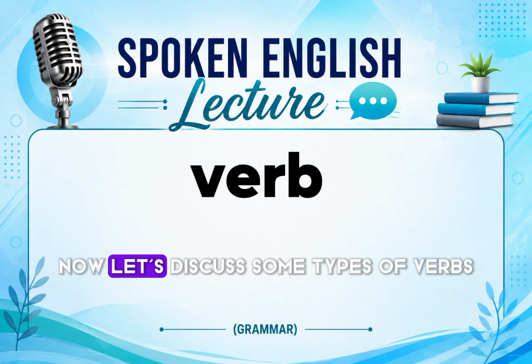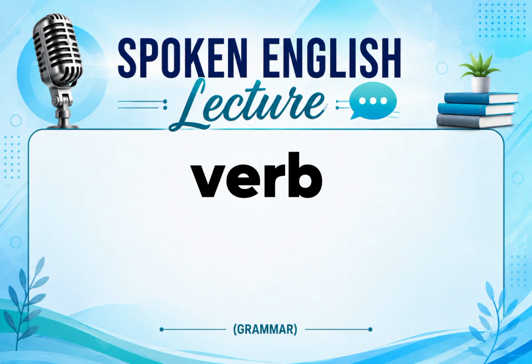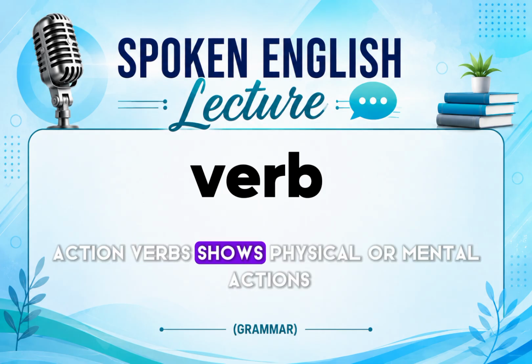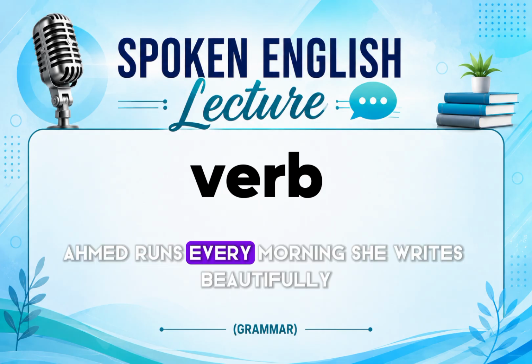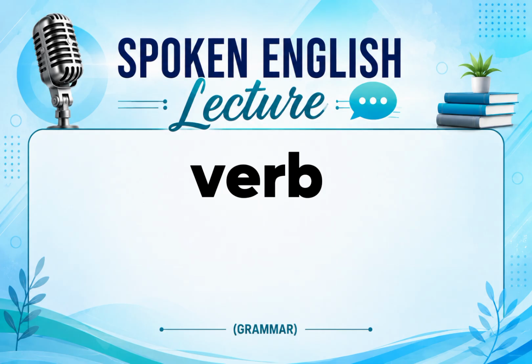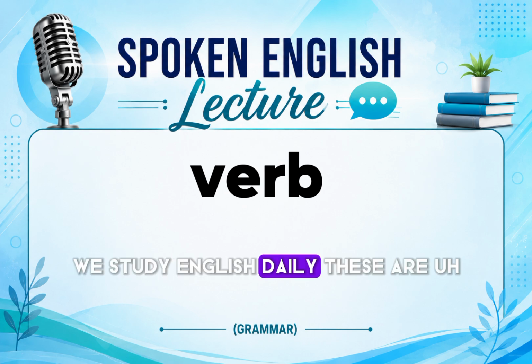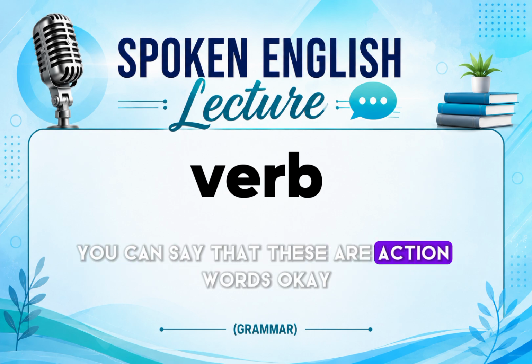Now let's discuss some types of verbs. Action verbs. Action verbs show physical or mental actions. For example, Ahmed runs every morning. She writes beautifully. We study English daily. These are action verbs.